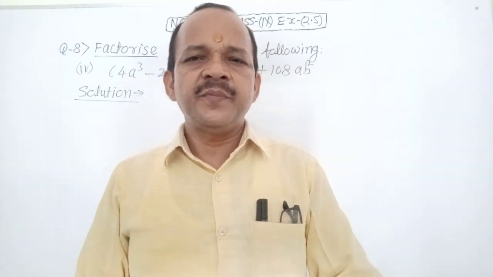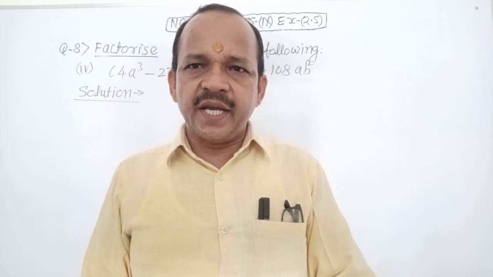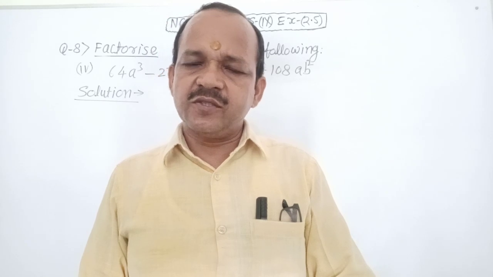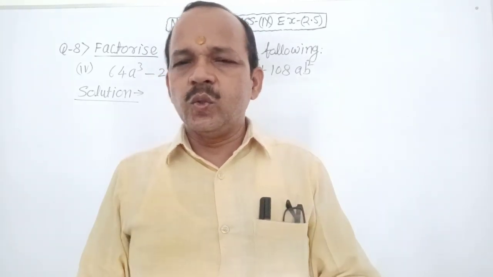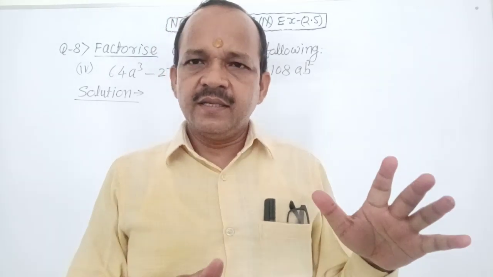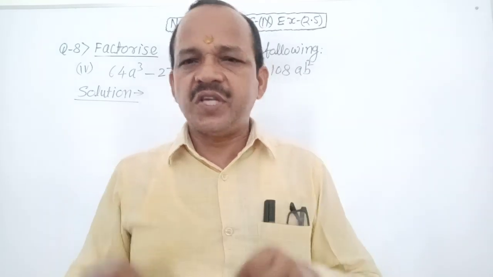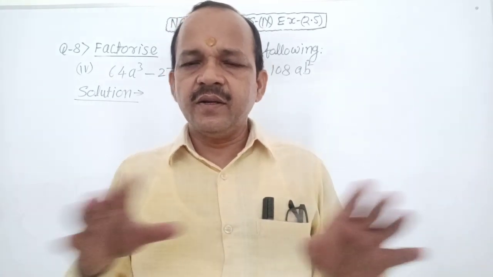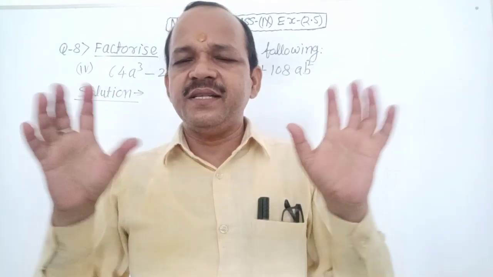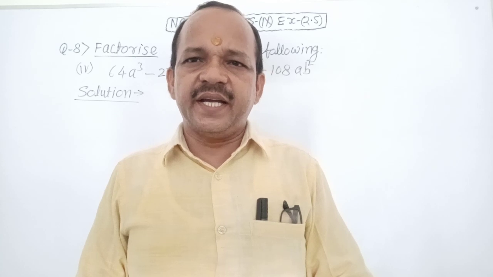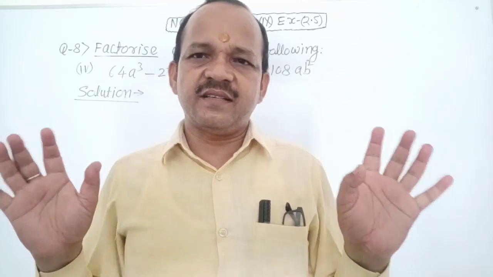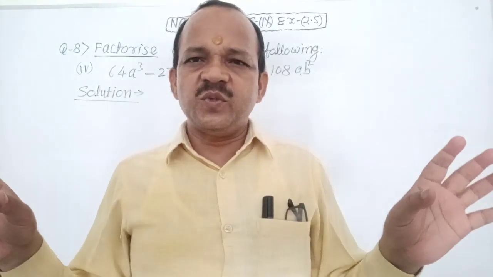The suitable identity is (a minus b) whole cube equals a cube minus b cube minus 3ab(a minus b). It is a suitable identity. You can use this identity for the following question. It means you can factorize the following question with the help of this identity. The identity is clear, no confusion about it. Very good. You can solve your question very easily, but concentrate your mind, listen to my words and see the board with full concentration.